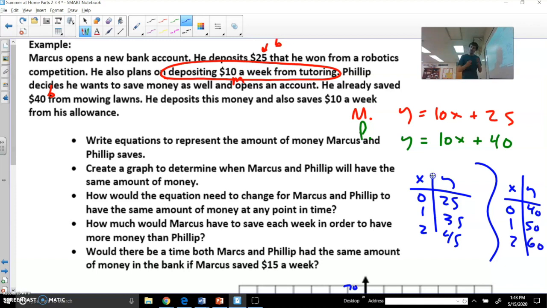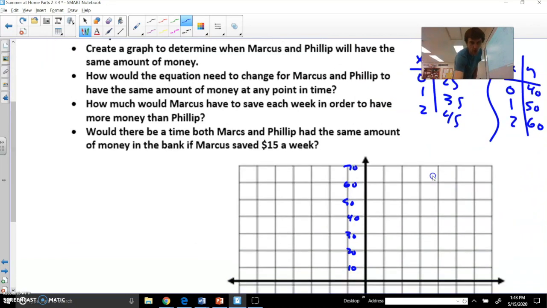And so if you really think about this, they're never going to cross each other. In one case, you're starting at $25 and adding 10 over 1, adding 10 over 1. But with Philip, it's similar. You're starting at 40, and then you're going up 10 over 1, up 10 over 1, up 10 over 1. And so these lines end up being parallel. They're never going to actually cross each other.